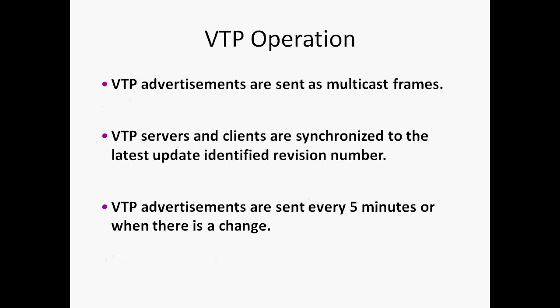VTP operations. The VTP advertisements are sent as multicast frames. That means it sends to one group from another group. VTP servers and clients are synchronized to the last update identified by the revision number. Based upon the revision number, the advertisement is sent from server to client. If the revision number is higher, that switch is treated as the source of the latest update.